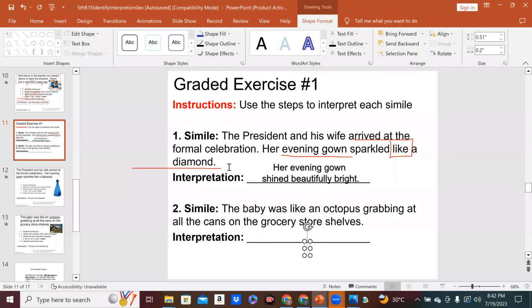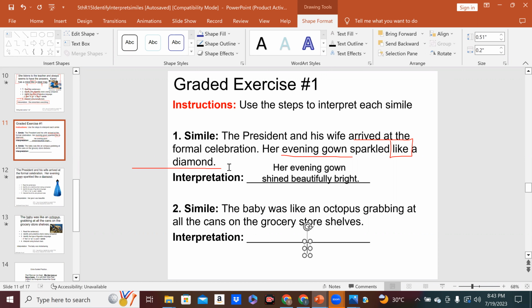The baby was like an octopus grabbing at all the cans on the grocery store shelves. You sound so distant. Me? Yeah, you don't sound as clear. Try it again. The baby was like an octopus grabbing at all the cans on the grocery store shelf.